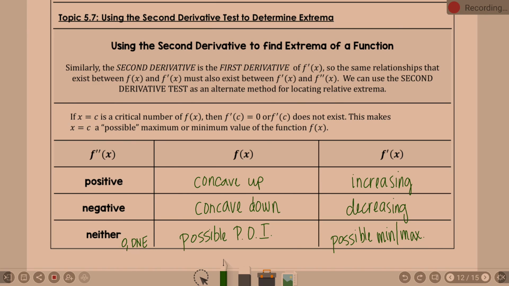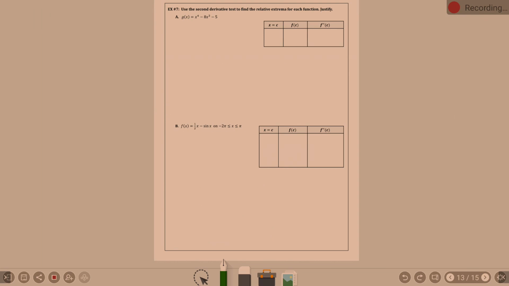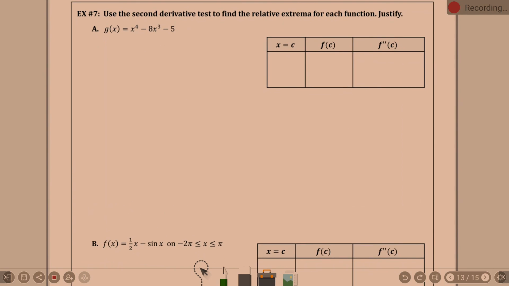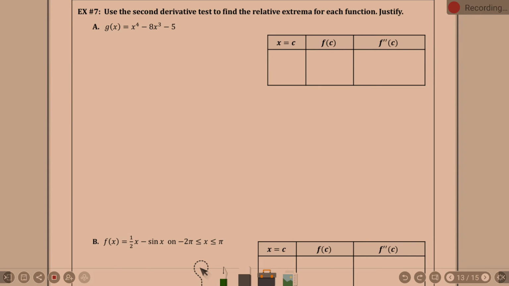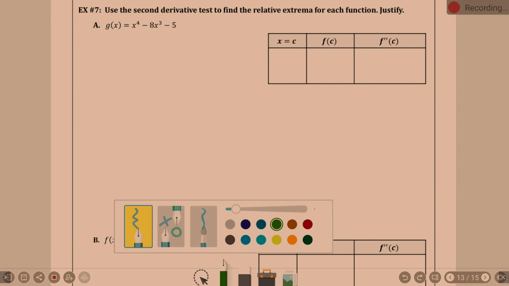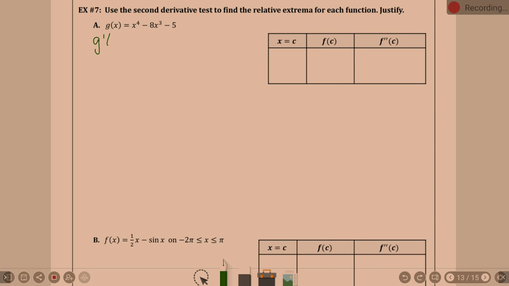Okay. So, oh, actually, you know what? 7A and B. And based on the fact that we're skipping B, it would be smart for me to just zoom in on A, wouldn't it? Use this whole screen. Use the second derivative test to find the relative extrema for each function. Justify. Okay, so start with the first derivative, of course. 4x cubed minus 24x squared.